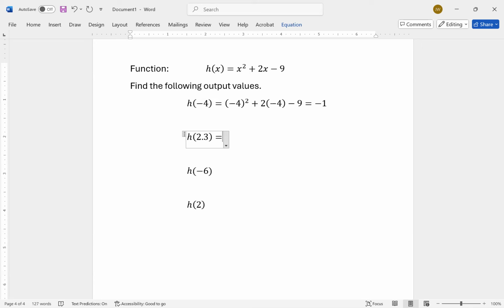We can do that for any value for x. So x doesn't need to be an integer. We can take 2.3 squared plus 2 multiplied times 2.3 and then subtract 9. When you do that, type this into your calculator, or I guess you could do it by hand, but it's a lot easier to type into the calculator. I got a decimal of 0.89 as my output. That is 0.89, or just .89, whichever you like to write.